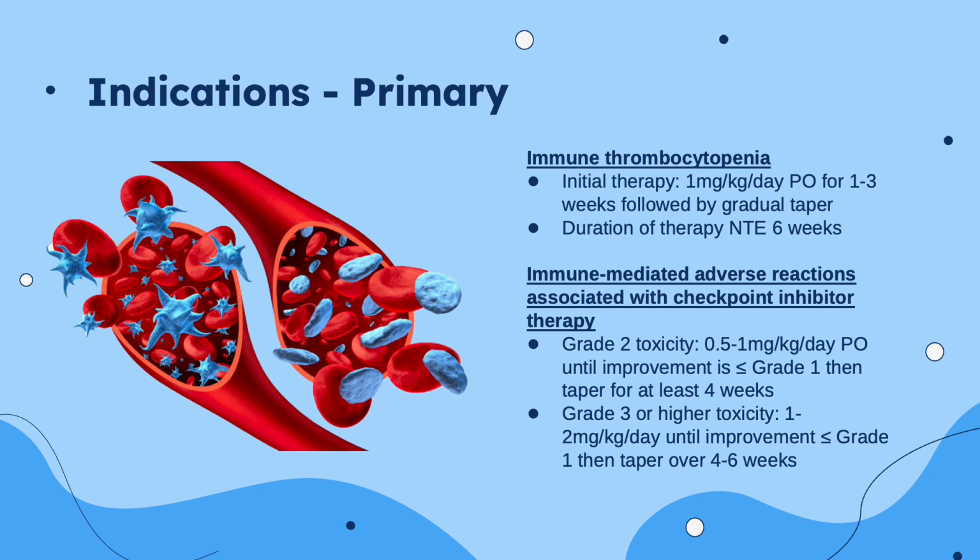Immune-mediated adverse reactions associated with checkpoint inhibitor therapy. Consider withholding checkpoint inhibitor therapy for most grade 2 and grade 3 toxicities and permanently discontinue for most grade 4 toxicities. For grade 2 toxicities, it is dosed orally 0.5 to 1 milligram per kilogram daily until improvement is less than or equal to grade 1, then taper for at least 4 weeks. For grade 3 or higher toxicity, it is orally dosed 1 to 2 milligrams per kilogram per day until improvement is less than or equal to grade 1, then taper prednisone over 4 to 6 weeks.